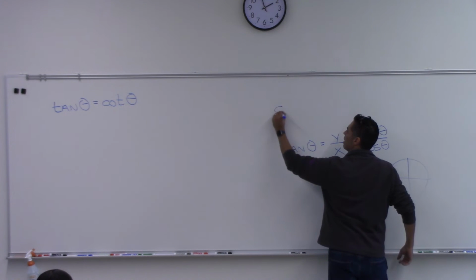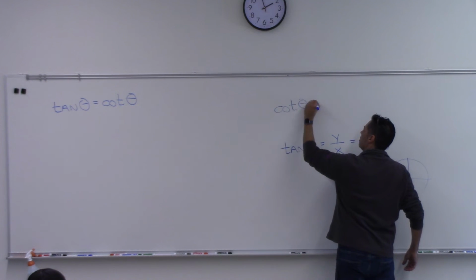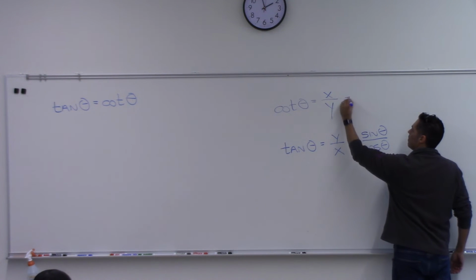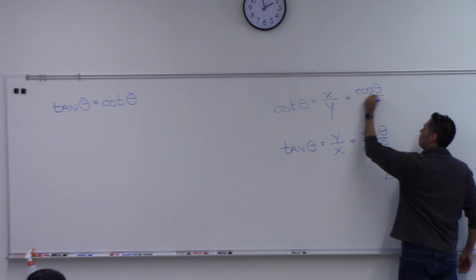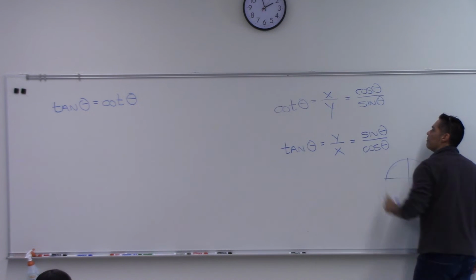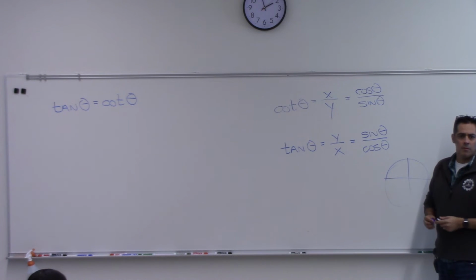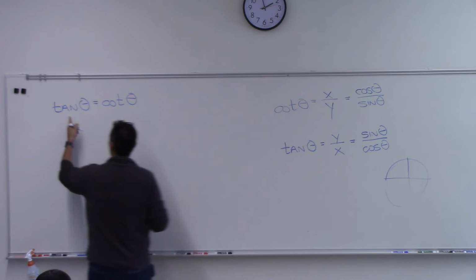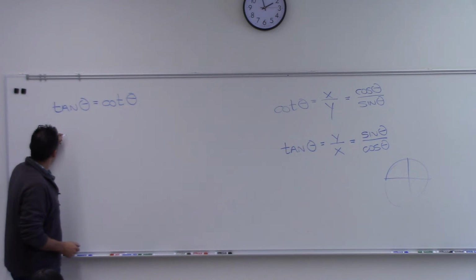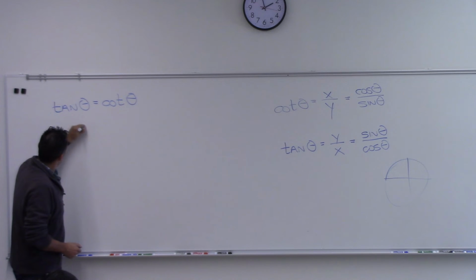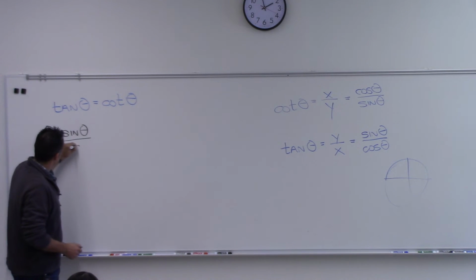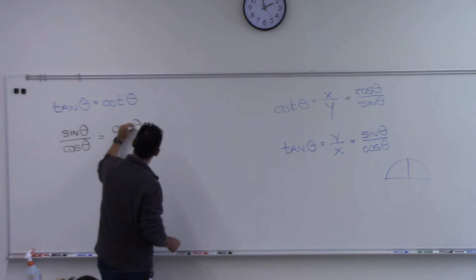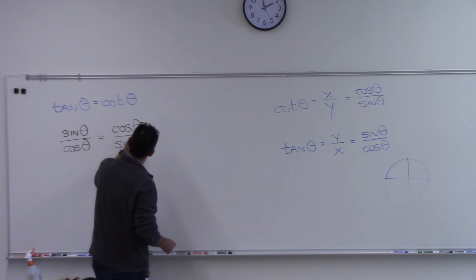Similarly, you could write cotangent theta to be the x over the y, right? In which case it would be the other way around, cosine theta over sine theta. If I look at it that way, I could rewrite this as sine theta over cosine theta, that's the left-hand side, equals over here cosine theta over sine theta.